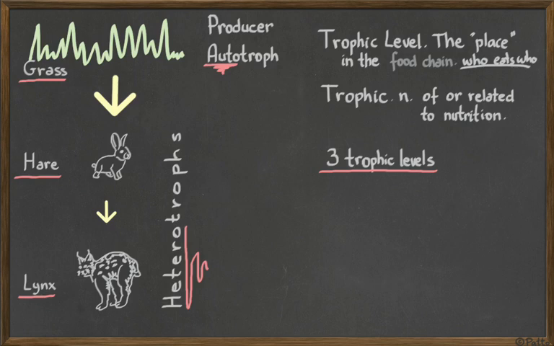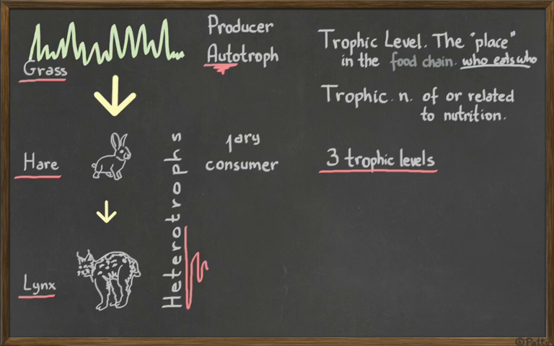The hares depend on the energy from the grass, the lynx depend on the energy from the hares that got it from the grass. Okay, so they are called heterotrophs. But the heterotrophs also have individual names. So the first trophic level there is the producer. The second trophic level, the hare, is the primary consumer, the first consumer.